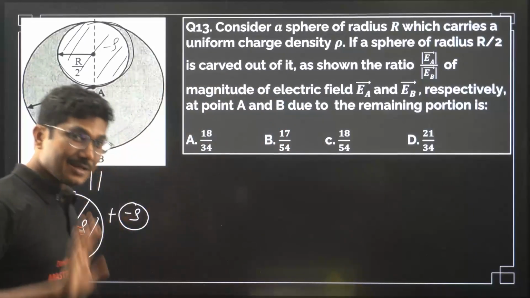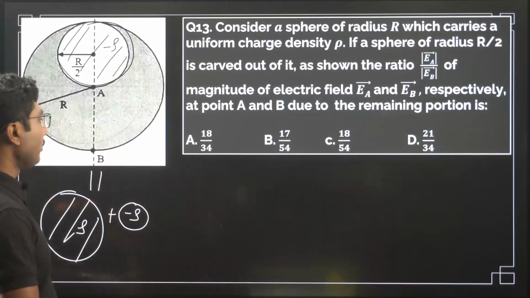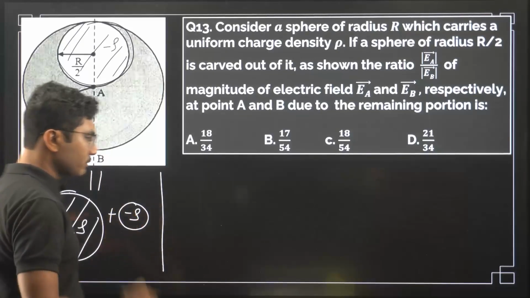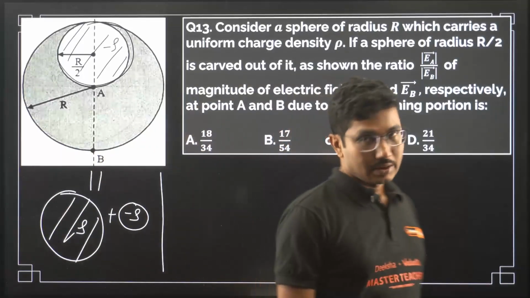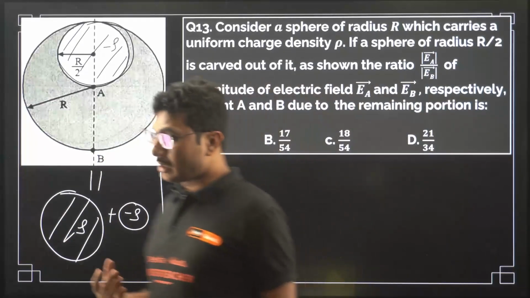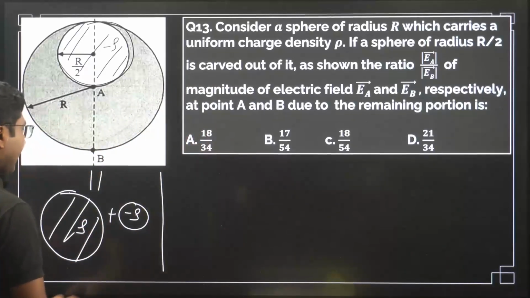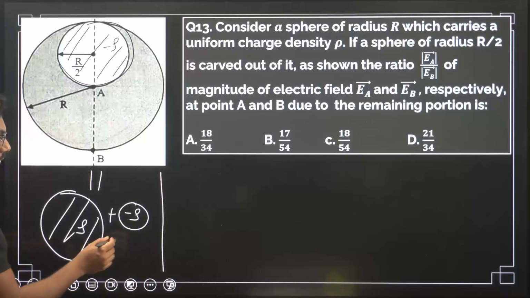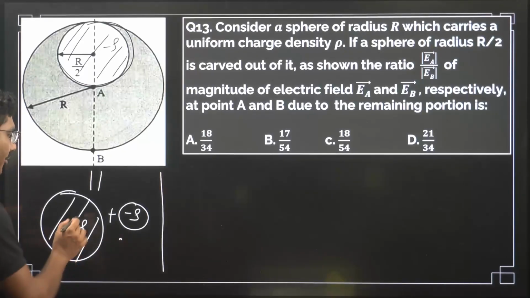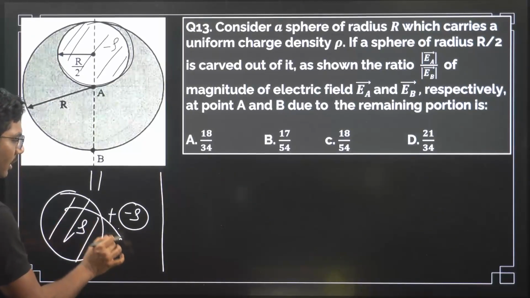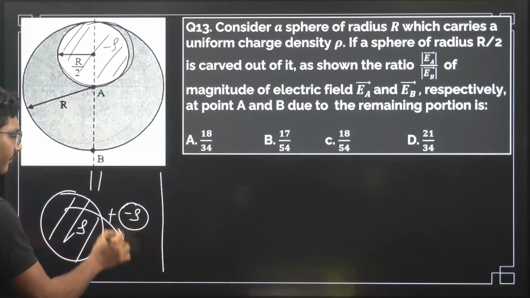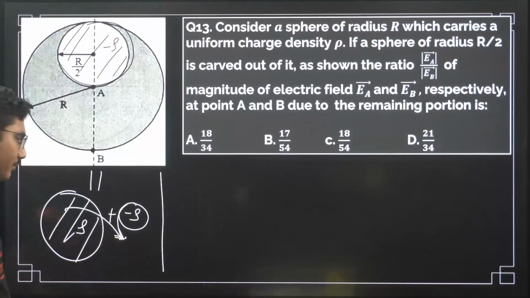Okay, clear? If you have doubt, you have to watch it once more so that your doubt is cleared. So this is a very common type of question, and when we are finding the electric field at any point, you have to consider the electric field due to this portion and the electric field due to this portion as well.